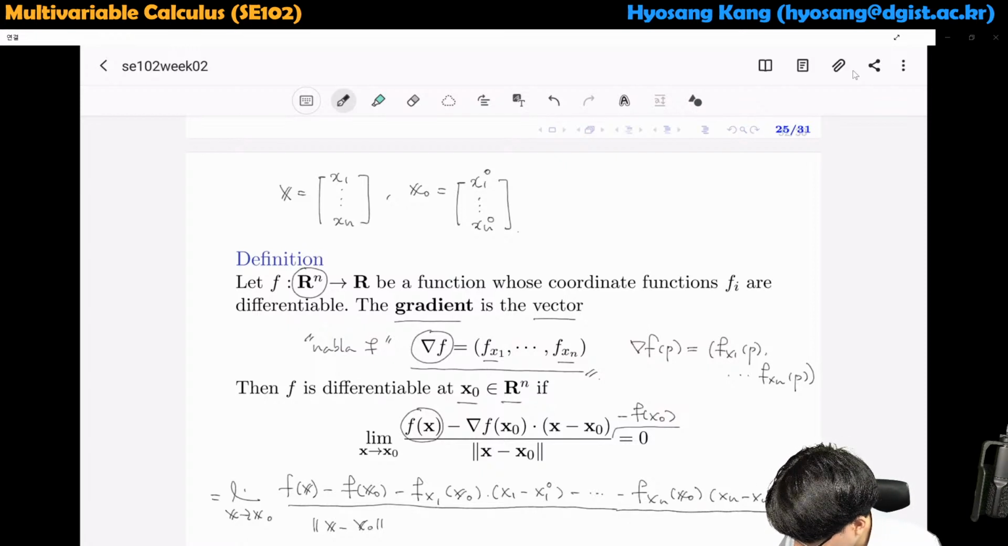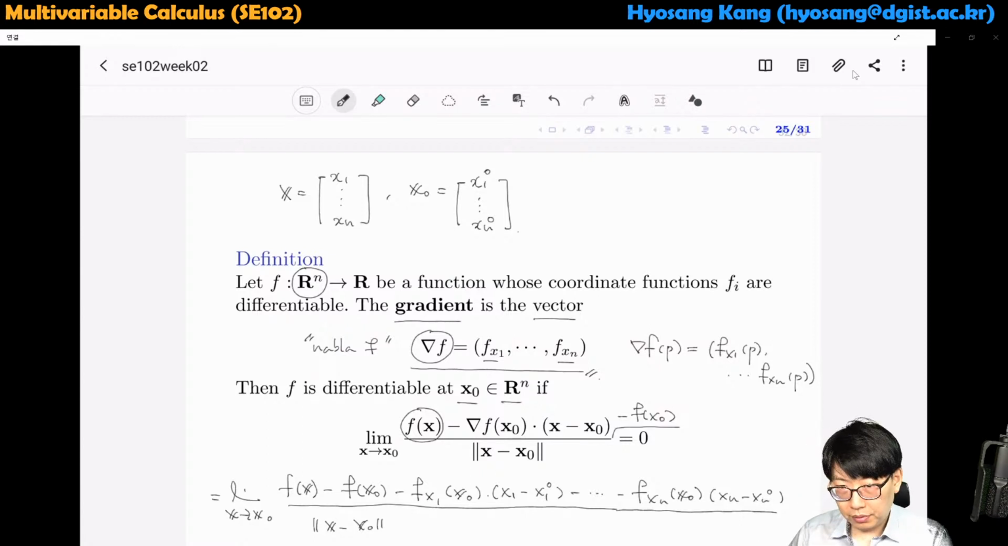So I want the ratio of this long expression to be 0. This is a simple generalization of the two variable case, because if I take n to be 2, then it is exactly the same as the definition of differentiability. By the way, these numbers are actual numbers, but x1 to xn are variables. Okay?